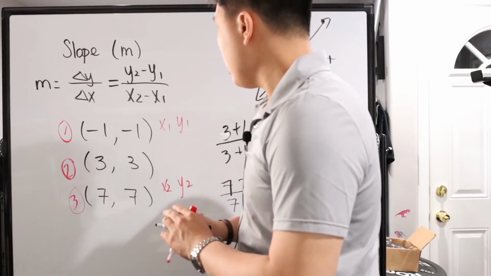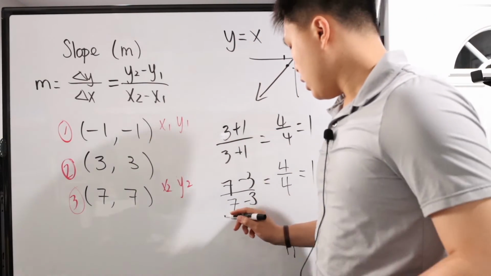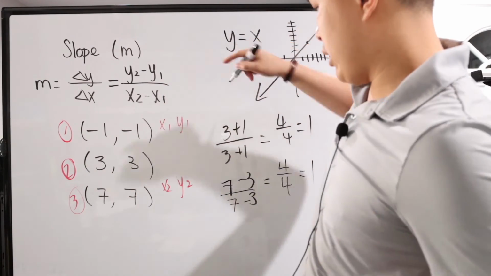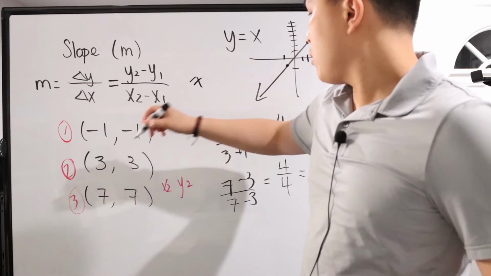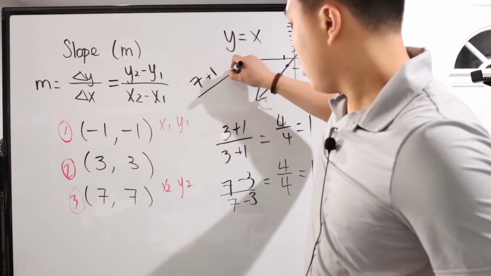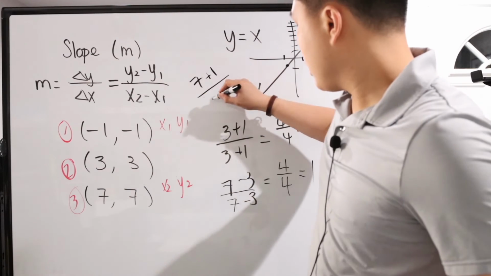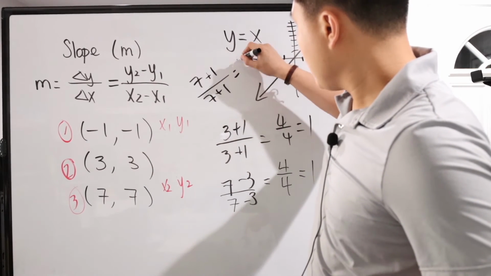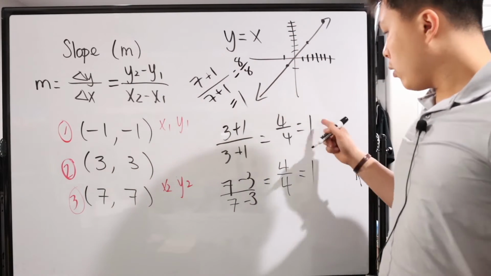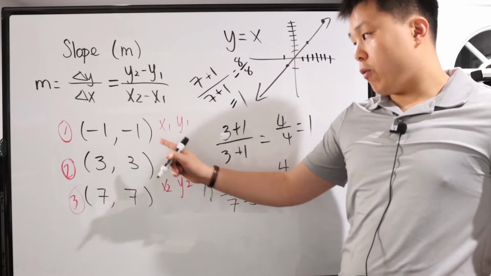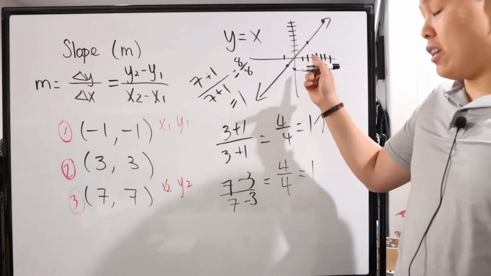x1, y1, and I'm just going to keep this so you guys can see it, and let's just squeeze it right here so you guys can see that 7 minus a minus 1 is going to be plus 1 over 7 minus a minus 1 is plus 1, which is 8 over 8, which is still simplified to 1. So slope is 1, 1, and 1.